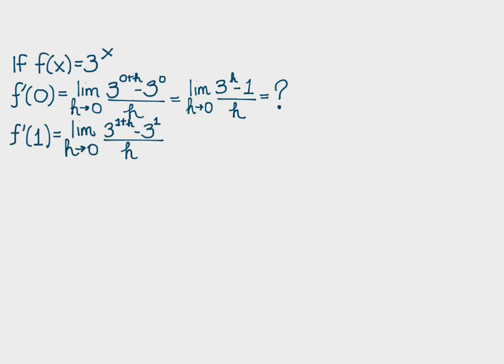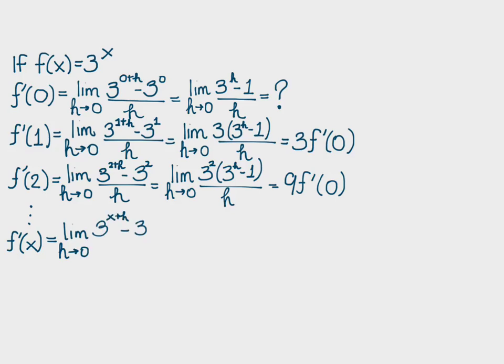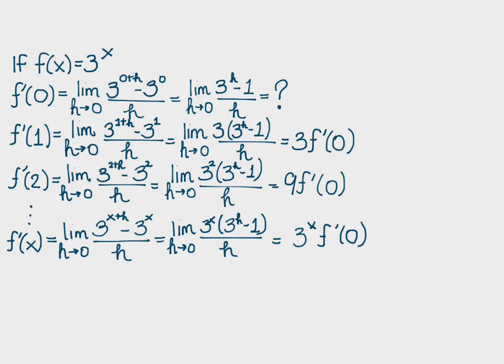We can look at f prime of 1, similarly, and notice that we can factor a 3 out of every term in the numerator and get the limit as h goes to 0 of 3 times 3 to the h minus 1 over h, which again is 3 times f prime of 0. We can do the same thing with f prime of 2, all the way up to f prime of x in general, which gives us the limit as h goes to 0 of 3 to the x times 3 to the h minus 1 over h, which is the same as 3 to the x times f prime of 0. Again, though, we don't know how to find f prime of 0.